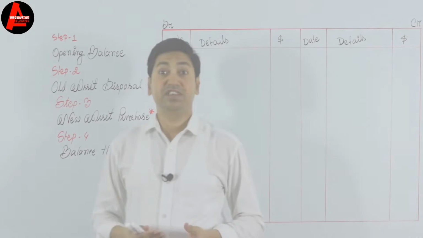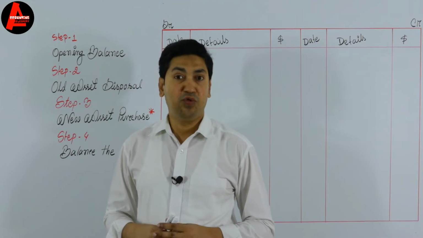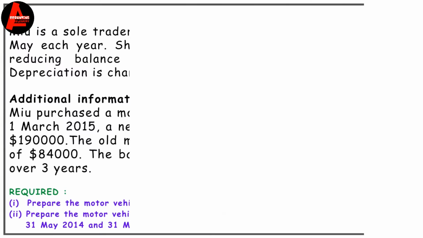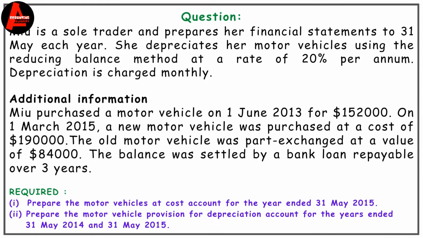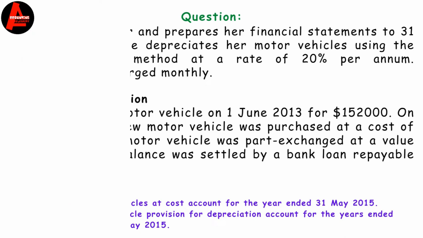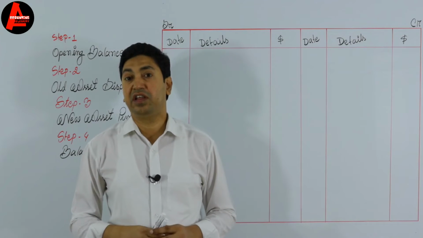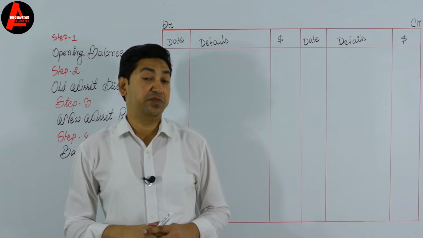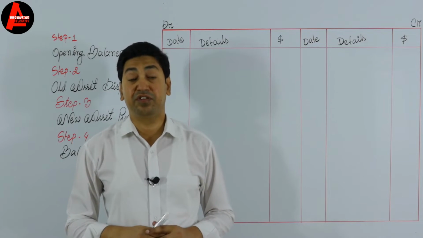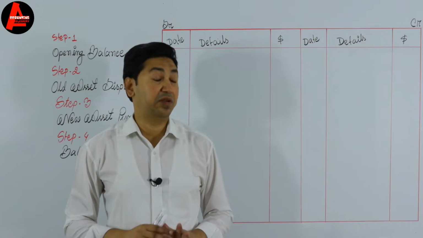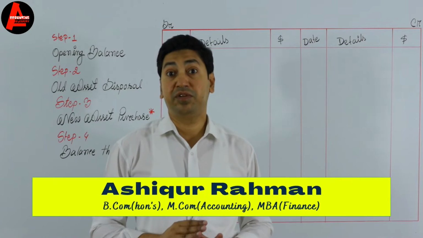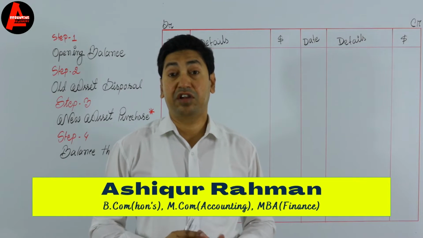Okay, so this is our question. Now, what is our requirement? It is written: prepare the motor vehicle at cost account for the year ended 31st May 2015. So many pieces of information are given in this question. It will be a bit complicated, but if you understand, your concept will be clear. You can prepare the depreciation account for any non-current asset.